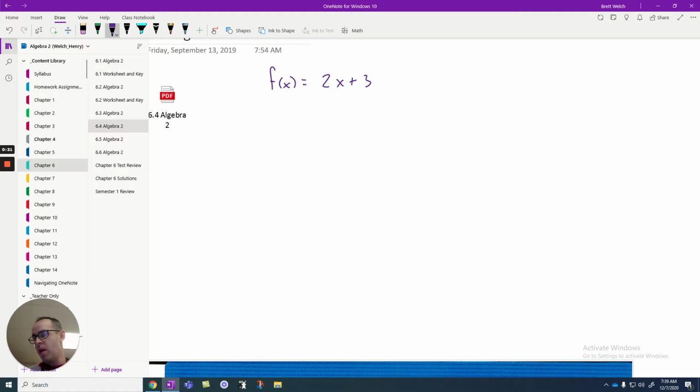If we think about what's happening in this function, the first thing you would do, if I gave you a number for x, is multiply that x by 2. So we multiply by 2, and then whatever number we've gotten by doubling, we add 3. That's the sequence of math that we're being asked to do.